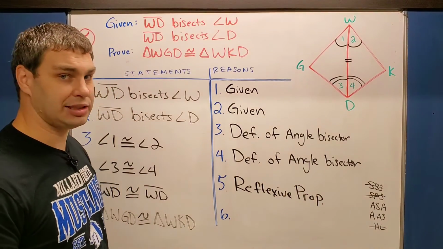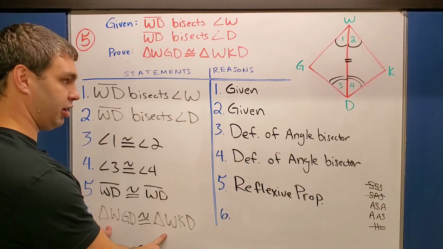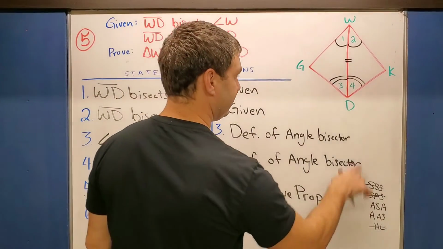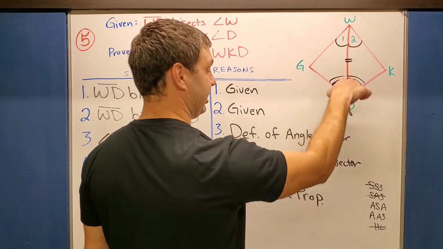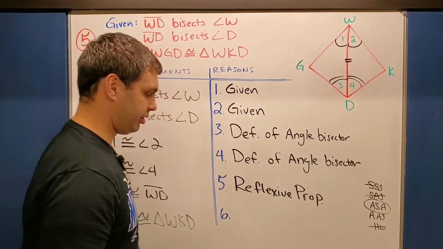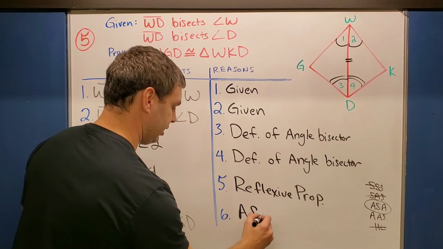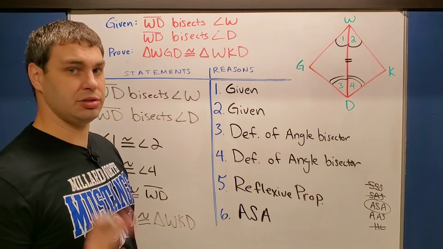Okay, and then the last thing we have to fill out is, since these two triangles are congruent, our reason is going to be side angle, or sorry, angle side angle, which is this one. So ASA congruence to show these two triangles are congruent.